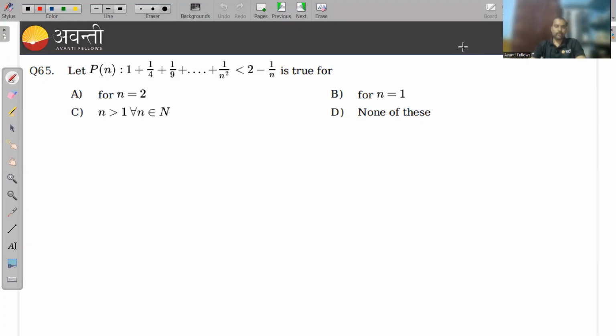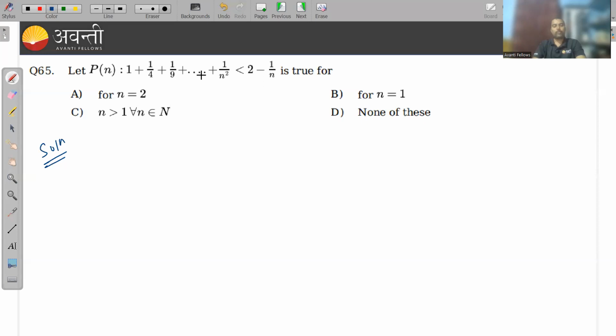In the next question, a statement is given: 1 plus 1 by 4 plus 1 by 9 and so on up to 1 by n square, which is less than 2 minus 1 by n. And it is true for which of the following statements? You need to prove this. So we'll use the method of induction and we'll try to find the answer. Let's see what is the solution of this question.